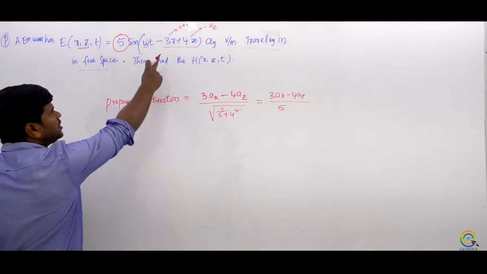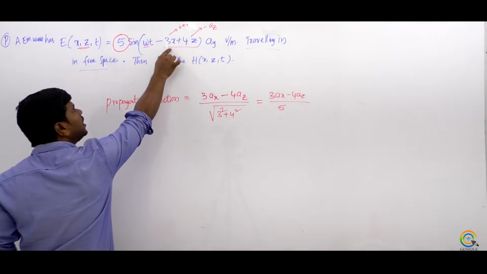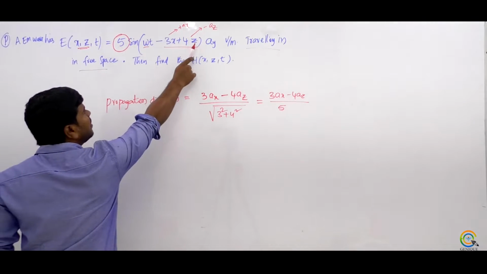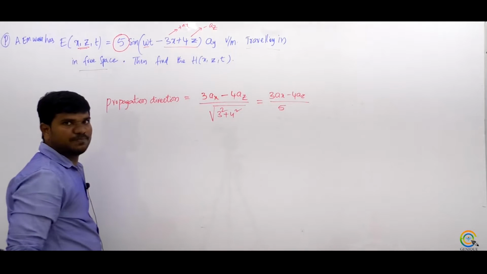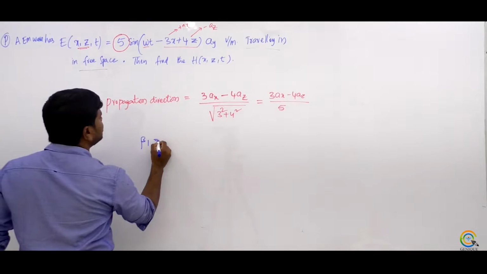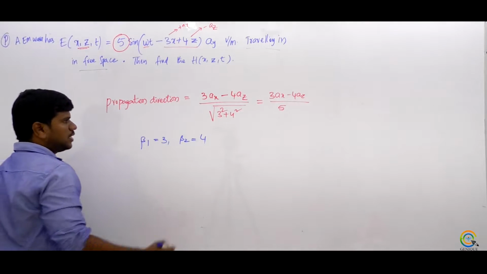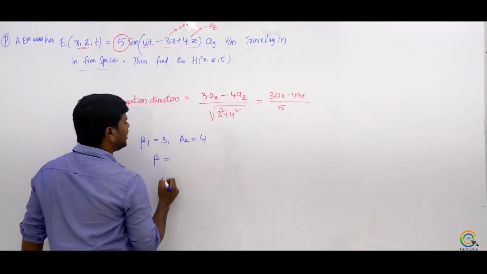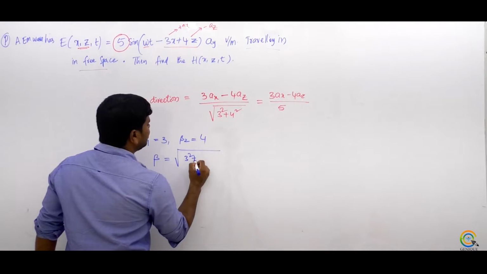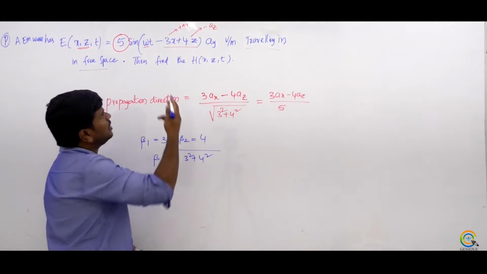From the above expression, there are two betas. Already I said the multiplication factor of the distance parameter is beta. So beta 1 is equal to 3 and beta 2 is equal to 4. Then the total beta will be root over 3 square plus 4 square. What is the meaning of this?